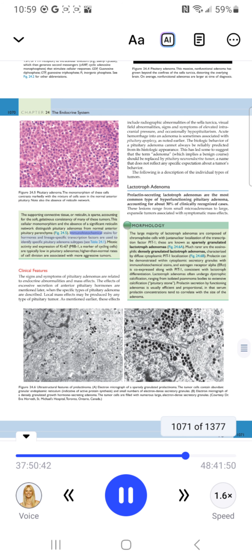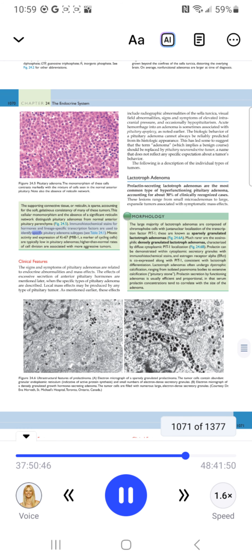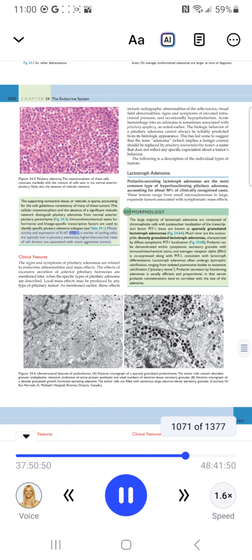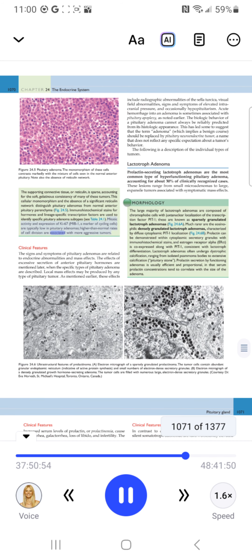Immunohistochemical stains for hormones and lineage-specific transcription factors are used to identify specific pituitary adenoma subtypes, see Table 24.1. Mitotic activity and expression of Ki67/MIB1, a marker of cycling cells, are typically low in pituitary adenomas. Higher than normal rates of cell division are associated with more aggressive tumors.